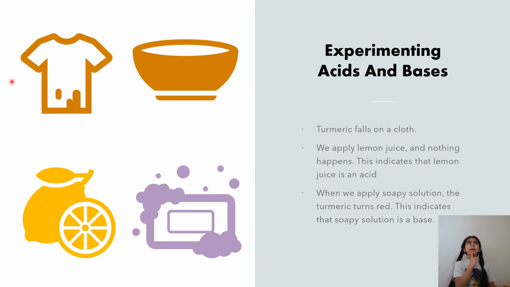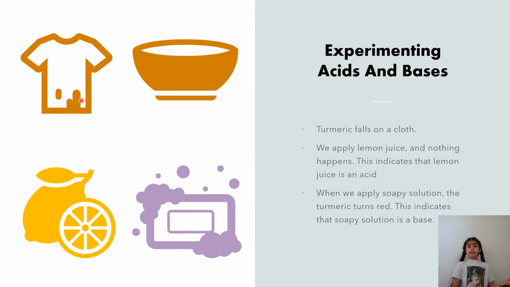Do you know why that happened? That happened because we all know that turmeric is a natural indicator that comes from turmeric plants. So it is a natural one. So the lemon juice did not do anything to the turmeric stained cloth because it is an acid. So we'll go with the soapy solution now. When we apply the soapy solution, the stain turns red.